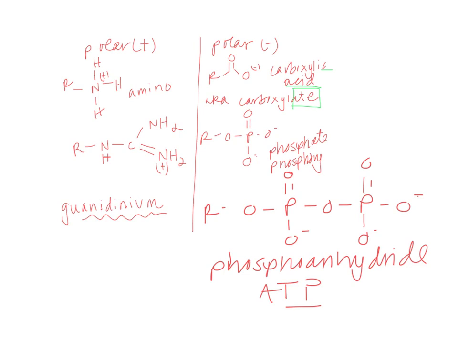And that about wraps it up for all of the functional groups that you need to know in biochemistry and their classification as nonpolar, polar neutral, polar positive, and polar negative.